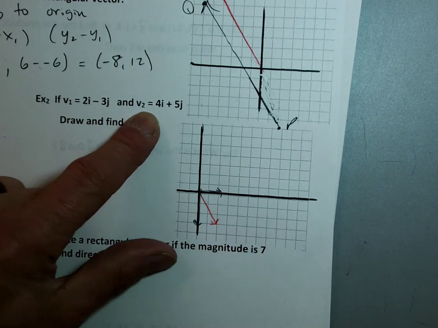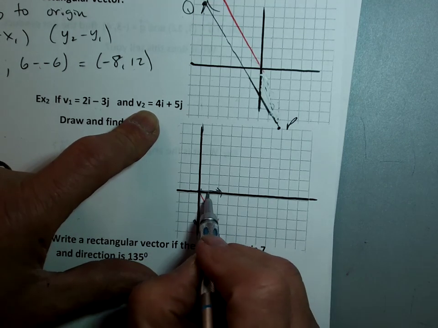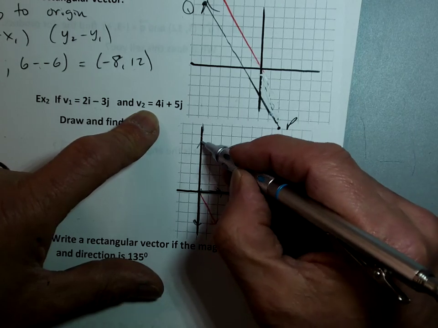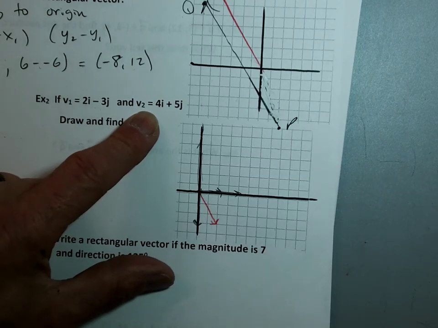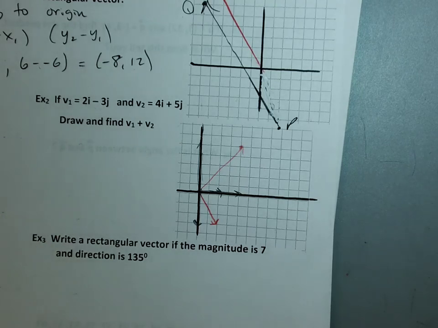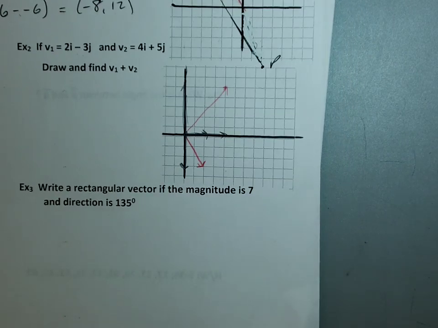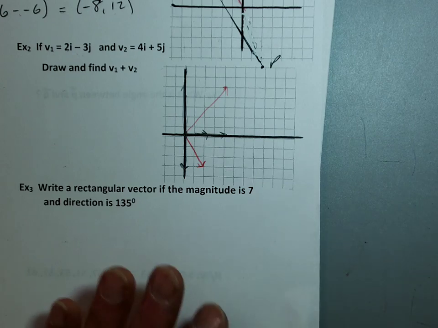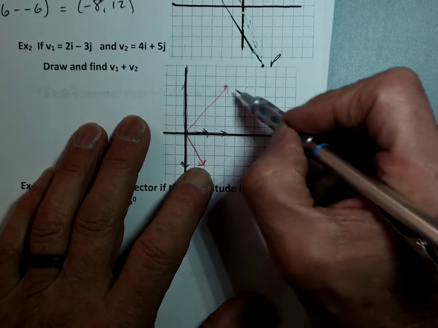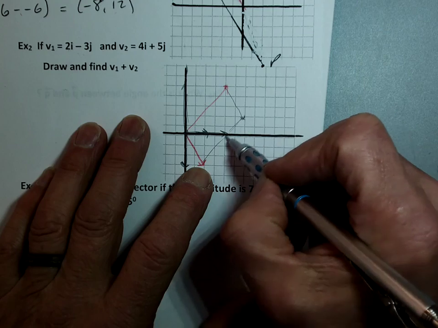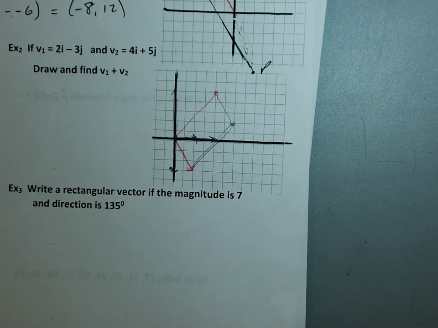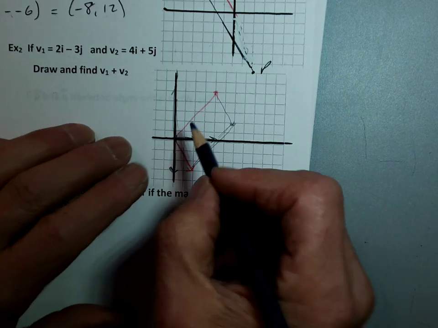Now, V2 is going to be like this. It's going to be my 4, 1, 2, 3, 4, and 5, 1, 2, 3, 4, 5, and it's really going to be right here. So if I wanted to add them, I can just set up my parallelogram method. Okay, watch my parallelogram method. See, I made a parallelogram. And then the resultant vector is there.